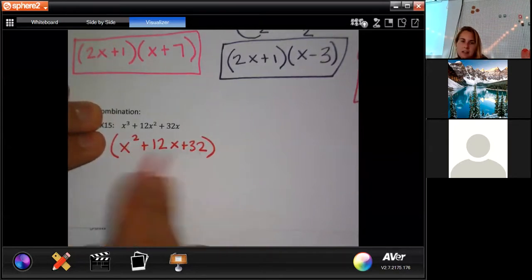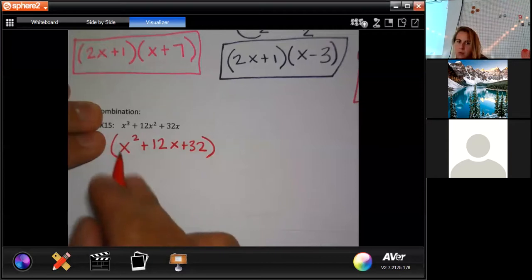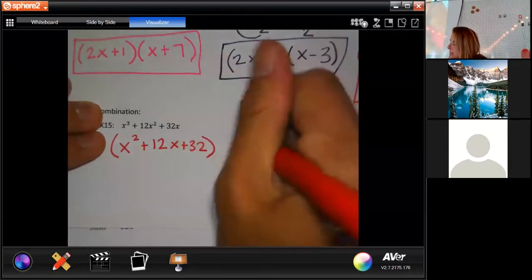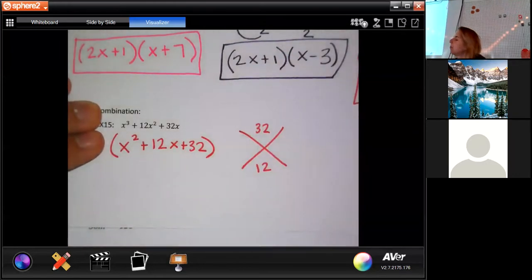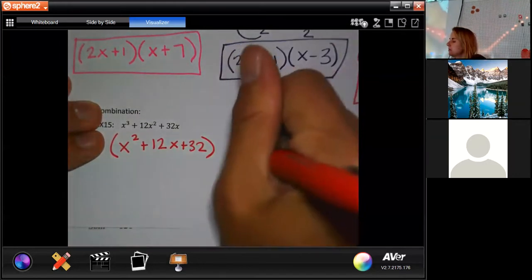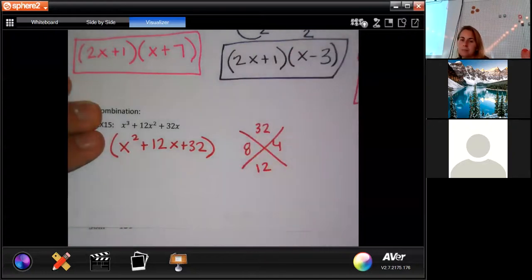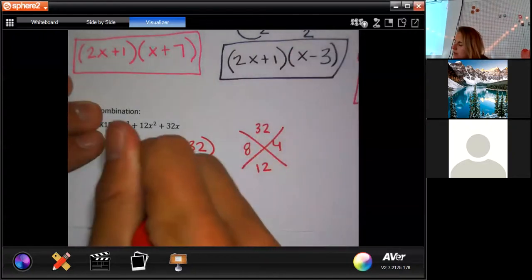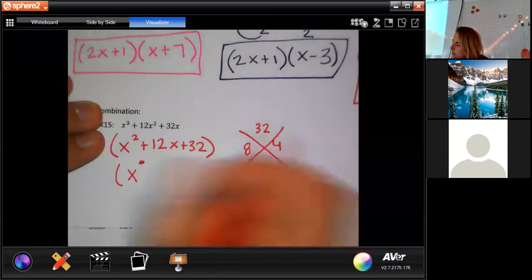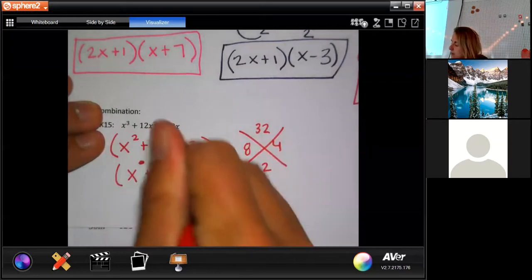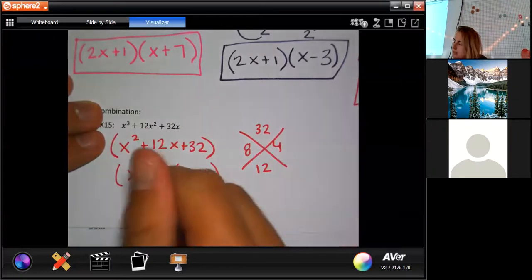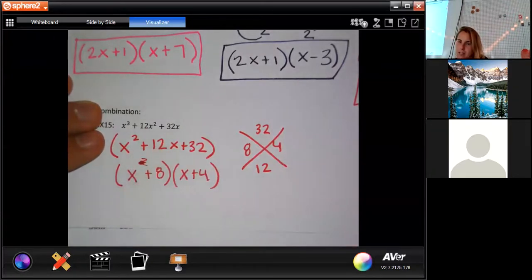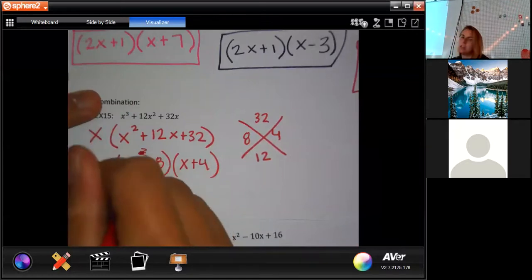This is an X method. There's nothing in front of the X squared, so it's just a nice regular X method. 32 and 12, which is 8 and 4. So you get X plus 8, X plus 4. This is a mess up. Sorry. And your GCF is gonna just follow along in front.